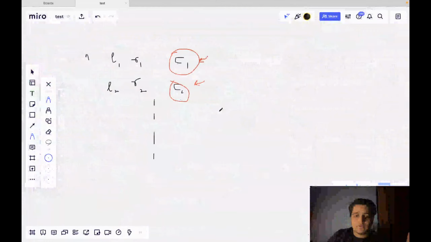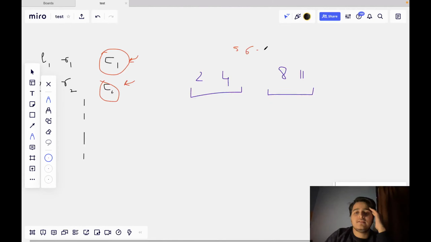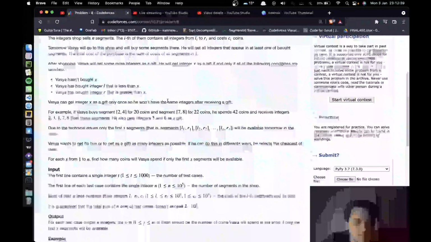So what this says is, suppose Vasya buys from 2 to 4, and then he buys another segment which lies from, let's suppose, 8 to 11. So all the intermediate numbers, which are 5, 6 and 7, these three numbers he will get as a gift, and he has to pay the cost of only this segment and this segment. Okay, this is cool.